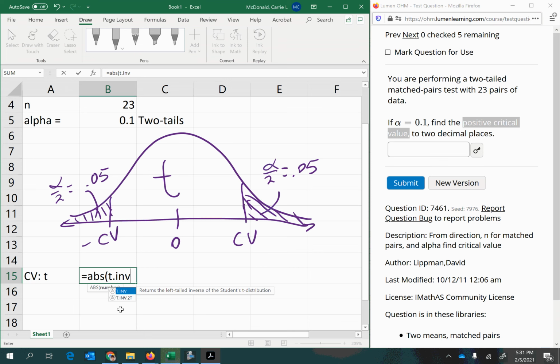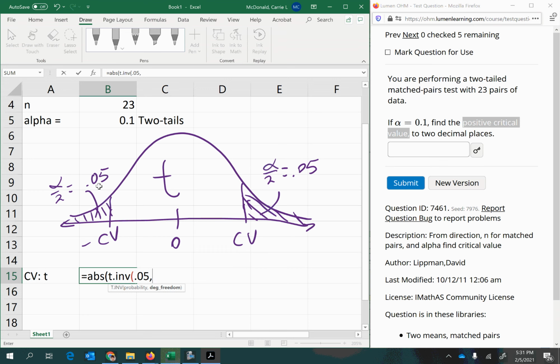It kind of depends on what makes sense to you, but I like to always just use the regular t inverse and draw a little sketch so I know what area to put in. So if it's two tails, I need to split up my alpha. If it's only one tail, then I keep my alpha totaled. So here I'm going to put in my probability, which is 0.05.